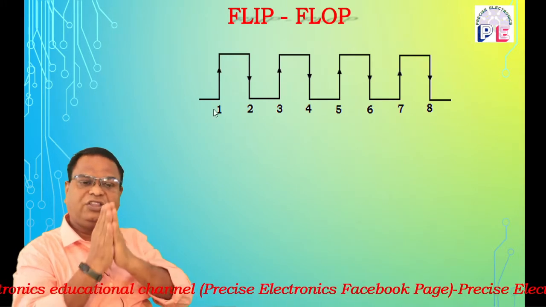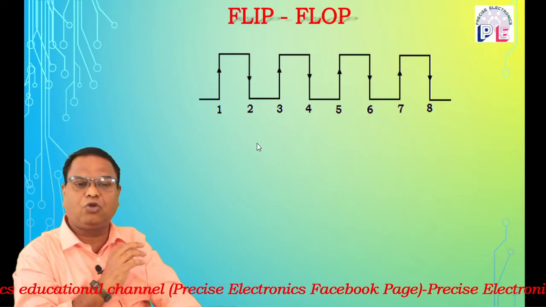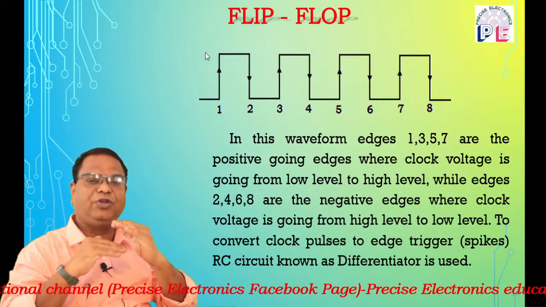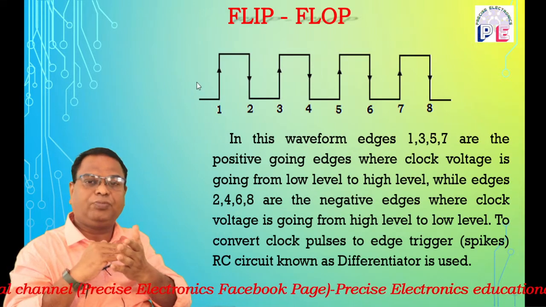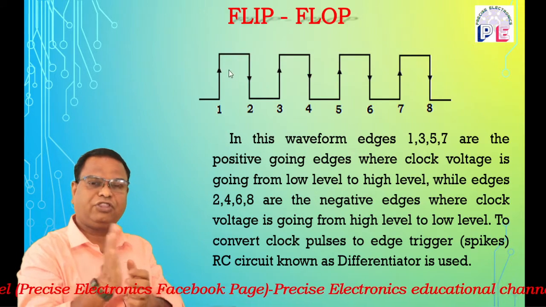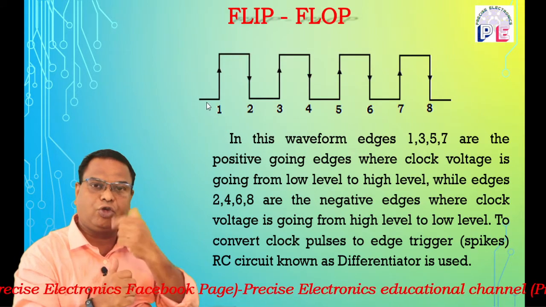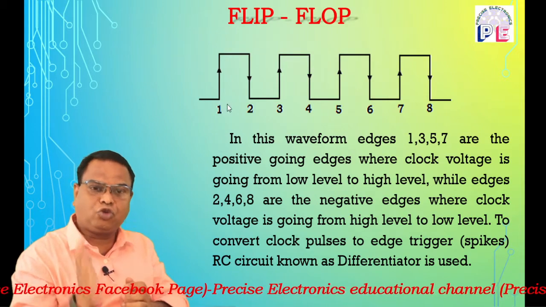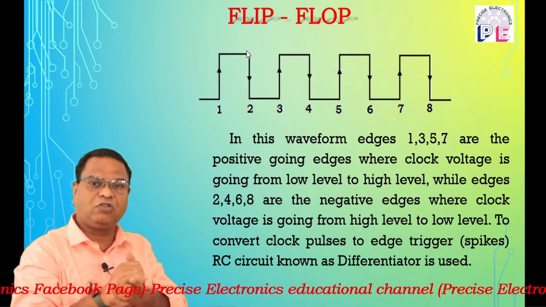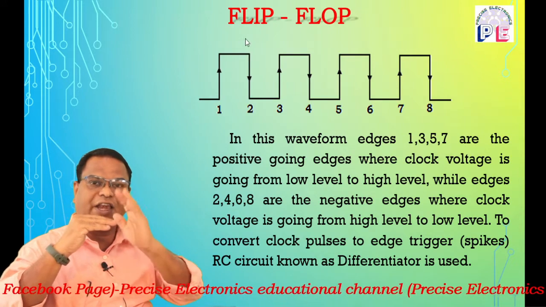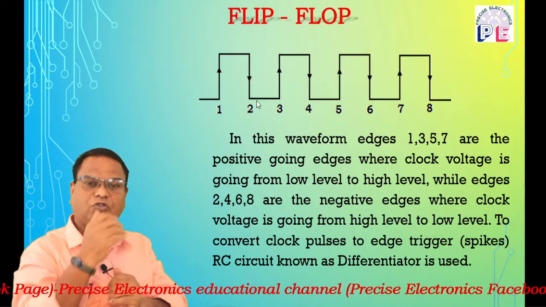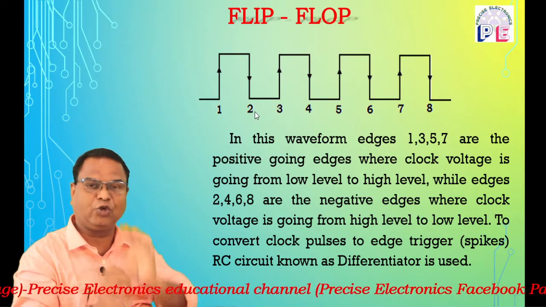The edges 1, 3, 5, 7 are known as positive edges because these are the edges at which the voltage of the clock pulse changes from low to high, that is from 0 to 1. So these edges 1, 3, 5, 7 are positive going edges, while the edges 2, 4, 6, 8 are known as negative going edges because the voltage or level of the clock pulse changes from high to low, that is from 1 to 0.